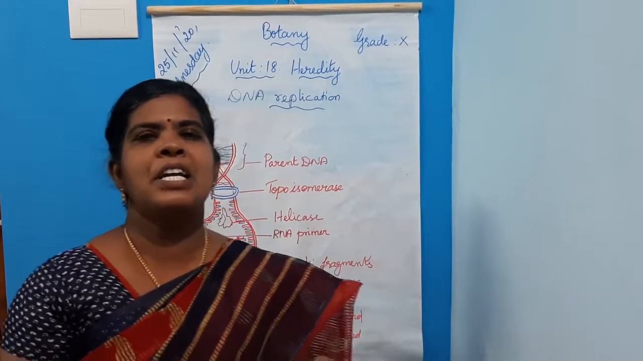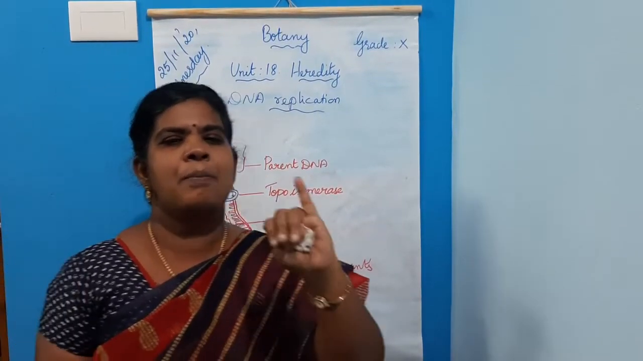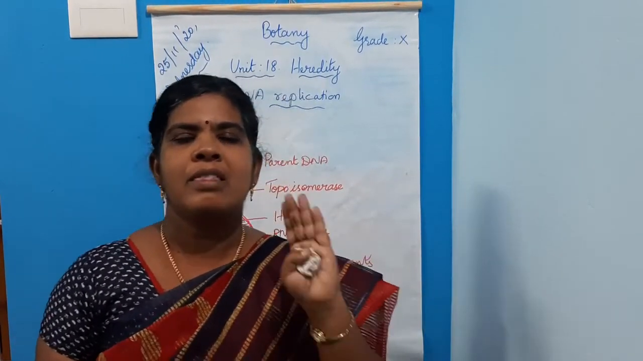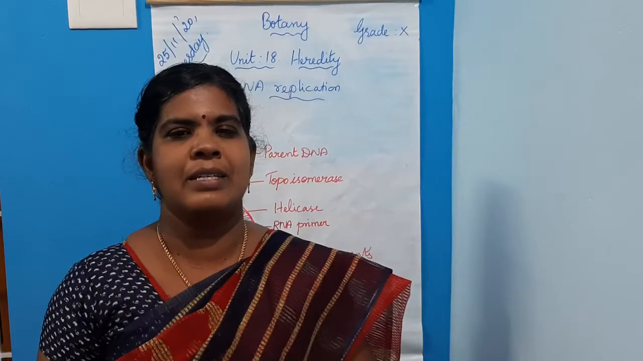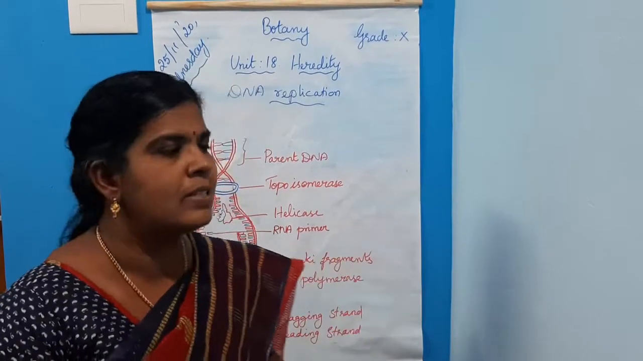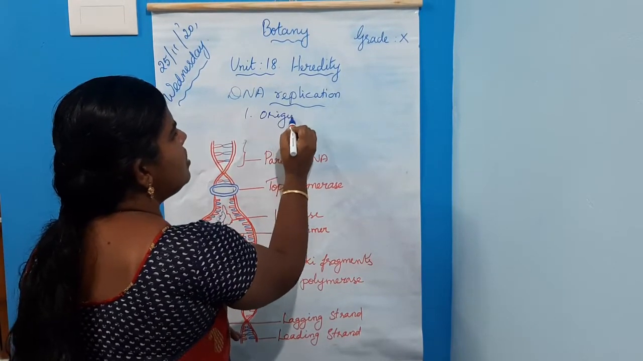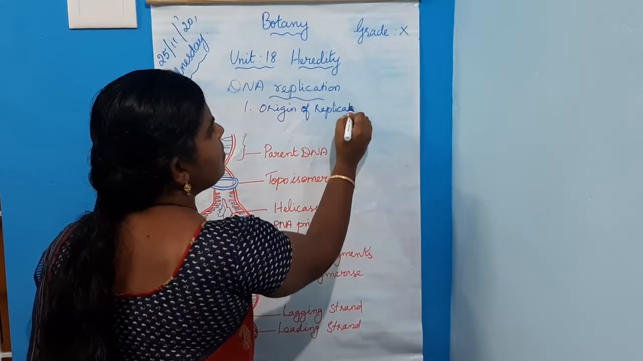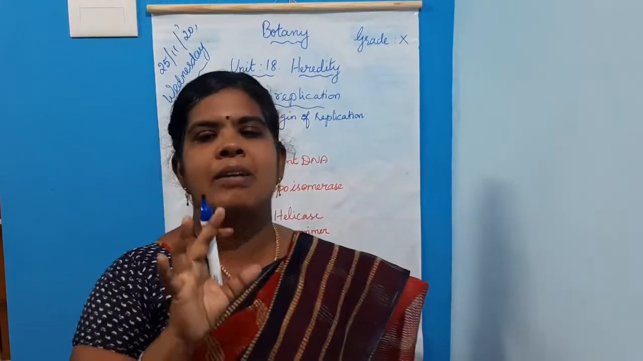So DNA replication involves 4 steps. First is origin of replication. Second one is unwinding of the DNA molecule. Third one is formation of RNA primer. Okay, then synthesis of the new strand. So the first step is origin of replication. Replication is the process of producing new copies of its own or exact copies.